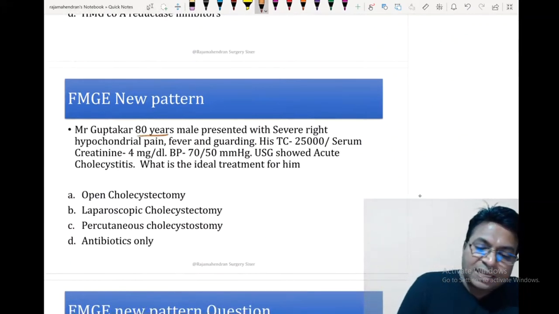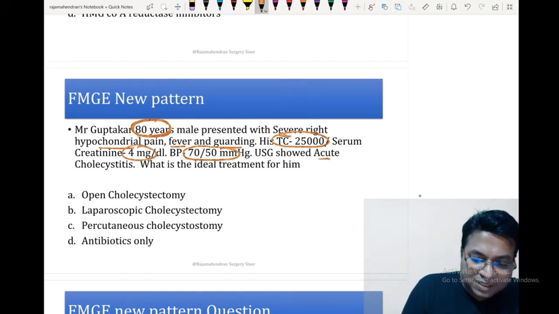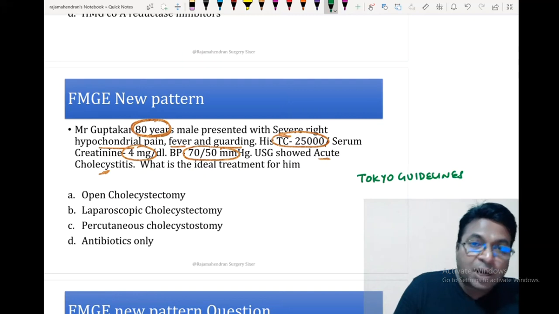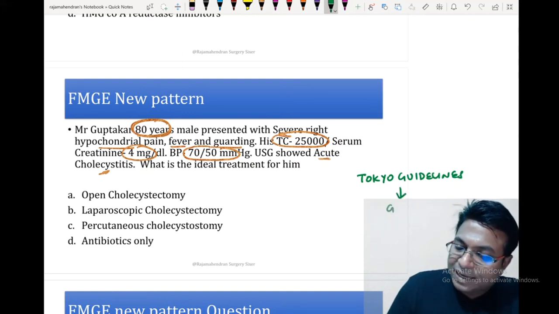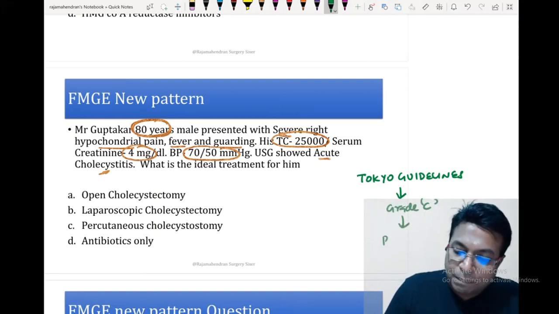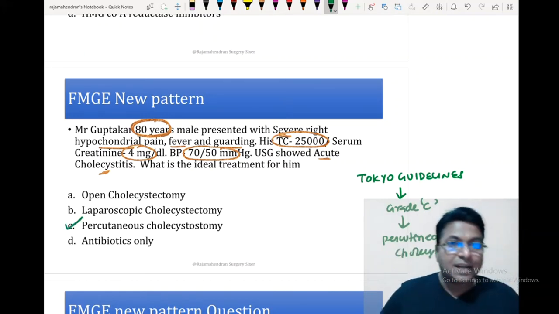Mr. Guptakar, 80 years male. See the history: right hypochondrial pain, fever, guarding. Total count is 25,000. Very low BP. Creatinine is increased. Very sick patient with acute cholecystitis. There is one guideline known as the Tokyo guidelines. According to Tokyo guidelines, which they may not ask you, they fall under grade C. Very severe grade. Such cases we don't do surgery. We do only a percutaneous tube. Percutaneous cholecystostomy is the only treatment we can do for this patient. That is the answer for this case.